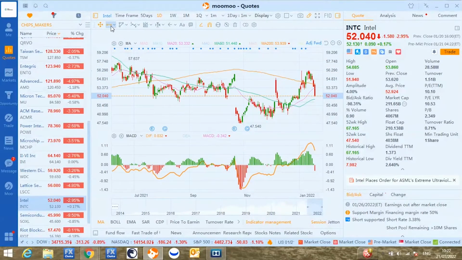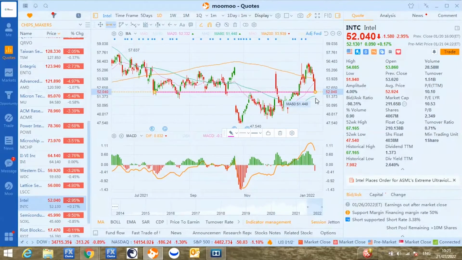I think Intel is on a support here. You can see it's been here many times and back. Also, from what I can see, this is the 200 moving day average, and the 20 moving day average. The 20 actually crossed over the 50 going up. We're still in the uptrend for Intel.